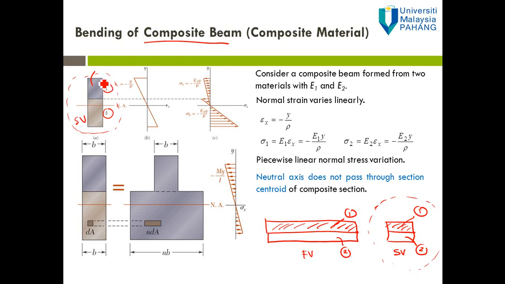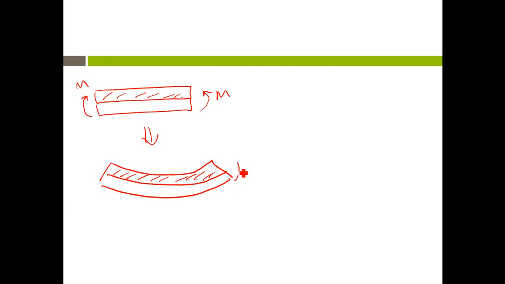So once we apply the bending moment M, what happens? Let me draw here. Let's say you have a composite beam, and then it is subjected to bending moment M. So after deformation, it will nicely deform. It will deform uniformly. So that is the M.